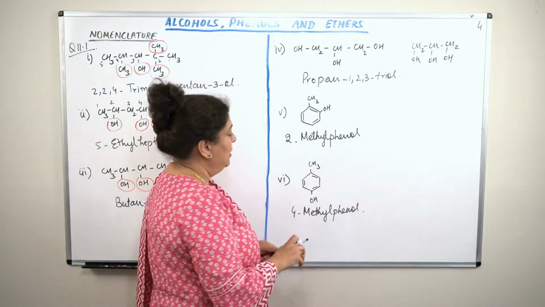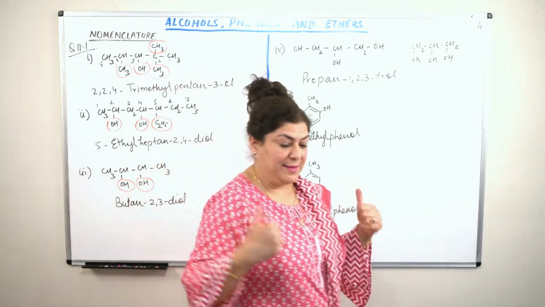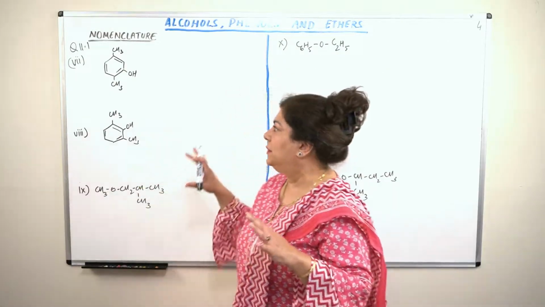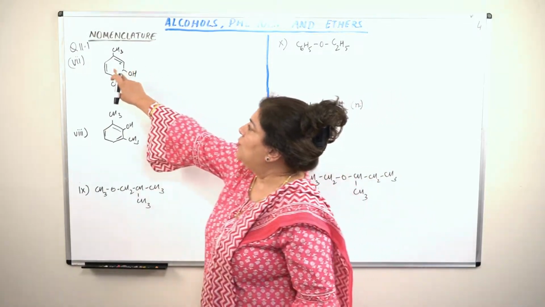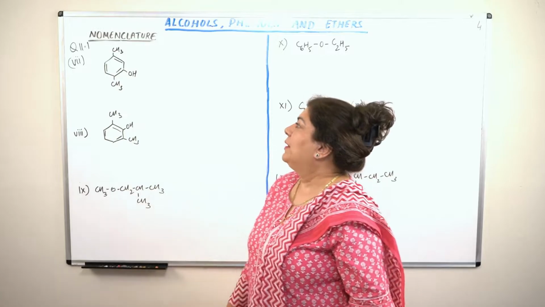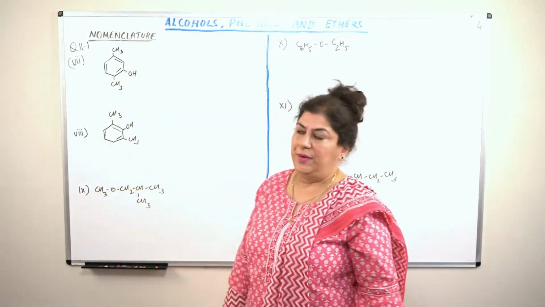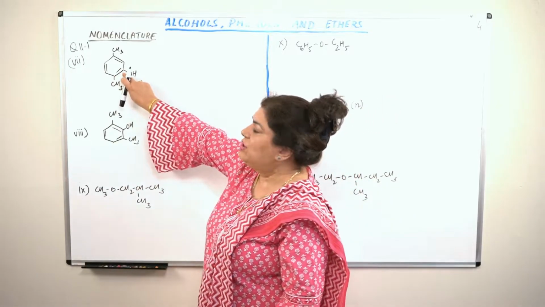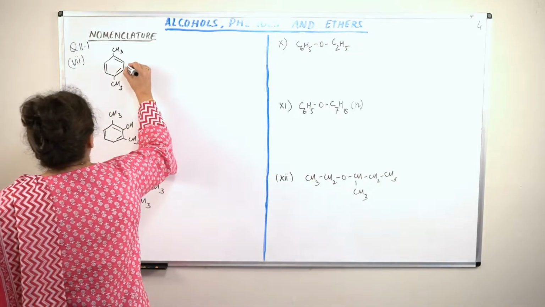Right? So this was the name of the first 6 compounds. Now give me a moment to write down the next 6. Now moving on with the question. This is part 6. The compound you see here, part 7. The compound you see here is phenol. It has got OH attached to the benzene ring. And obviously the carbon which has OH is carbon 1. So this is carbon 1.